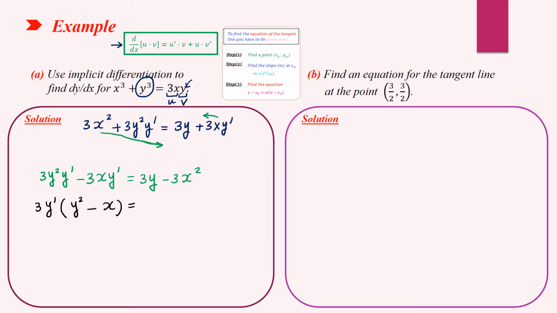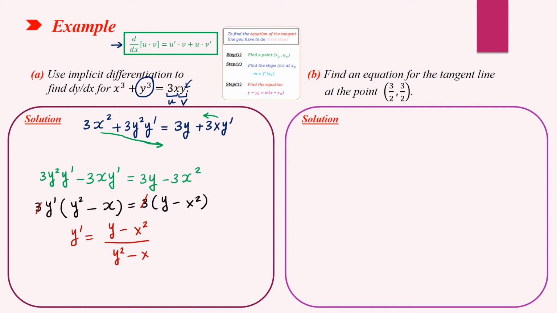Also you can take 3 as greatest common factor from the right hand side, and you will get 3 multiplied by y minus x squared. After that you have to cancel 3 with 3 and divide both sides by y squared minus x. So you will get y prime equals y minus x squared divided by y squared minus x. So this is the first derivative.